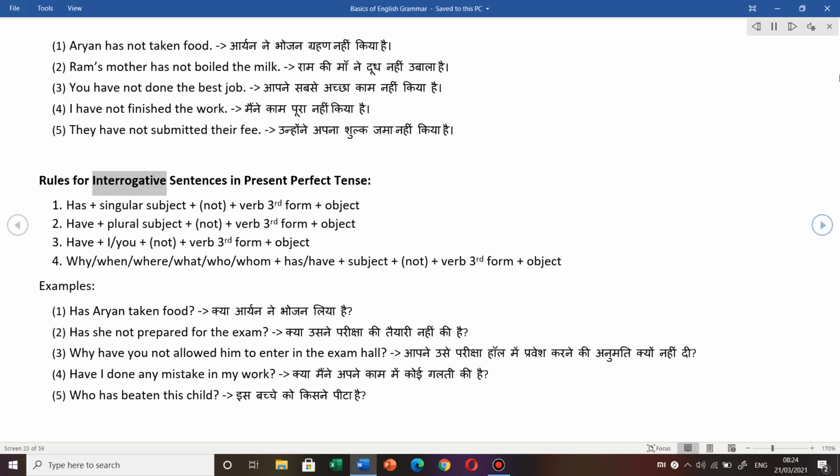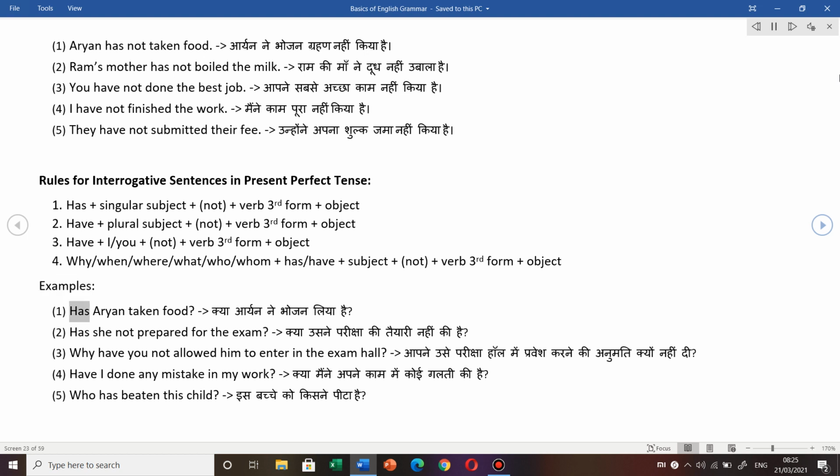Rules for interrogative sentences in present perfect tense. Has plus singular subject plus, not, plus verb third form plus object. Have plus plural subject plus, not, plus verb third form plus object. Have plus I, you plus, not, plus verb third form plus object. Why, when, where, what, who, whom plus has, have plus subject plus, not, plus verb third form plus object.